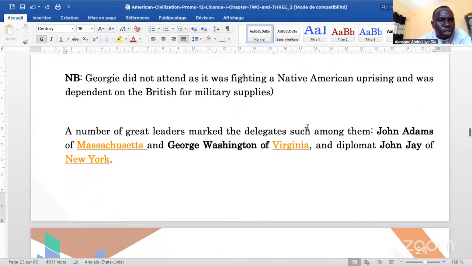You will ask me a question, why didn't Georgia come? Georgia did not come because it was fighting a Native American uprising. And Georgia at that time needed the protection and the support of the British military. So it was strategic. It was a strategy. Georgia could not participate because Georgia is still dependent on the protection of the British military.